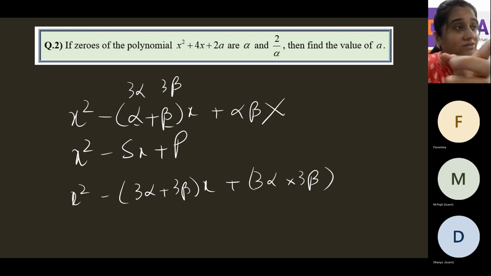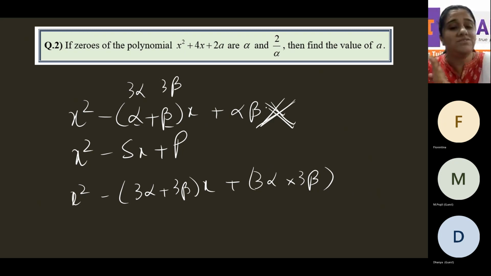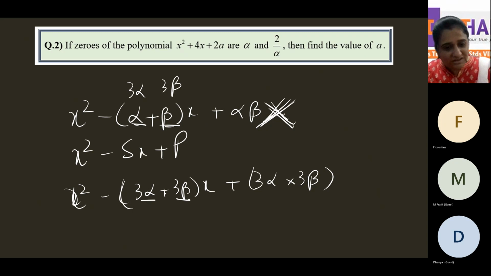x square minus (3 alpha plus 3 beta) of x plus 3 alpha into 3 beta. You should add the zeros and find the product of the zeros. The zeros are 3 alpha and 3 beta, so you cannot write this one. This is not the standard form. Meaning this is the standard form if alpha and beta are the zeros. So if 3 alpha and 3 beta are the zeros, then the standard form is x square minus (3 alpha plus 3 beta) of x plus 3 alpha into 3 beta. You should write the zeros here.